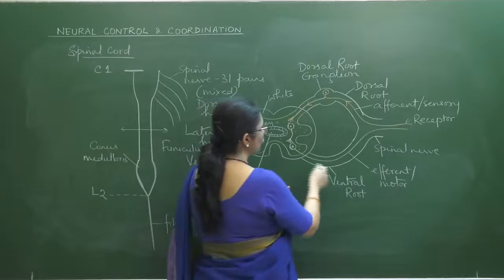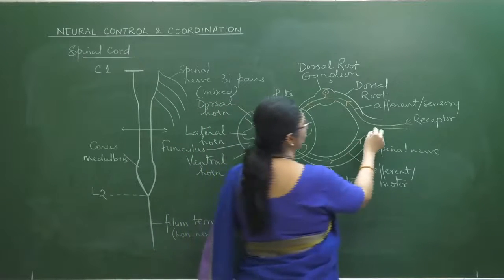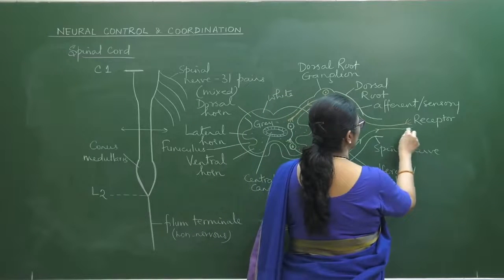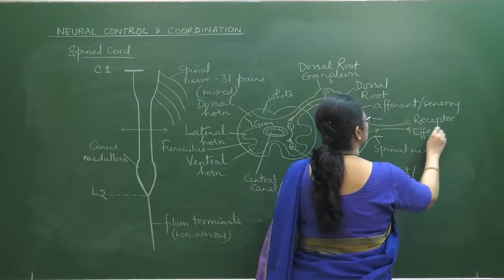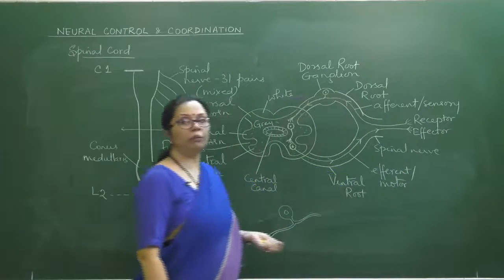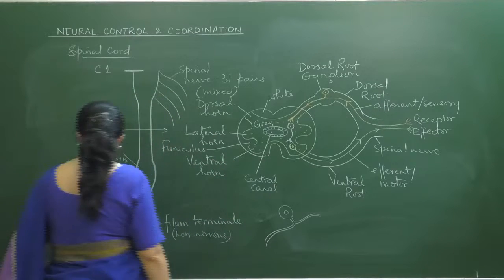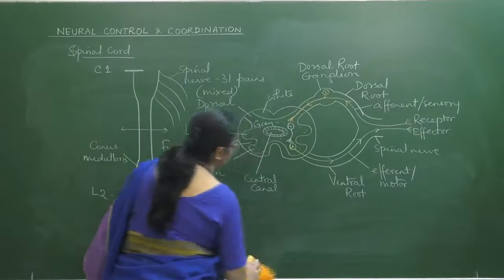And this motor fiber will be carrying command from the spinal cord to the outside, and this is ending at the effector. An effector, as I told you, can be a muscle, it could be a gland, right? So this is how the entire pathway is there. So you have all these structures, and one more let me mention here.